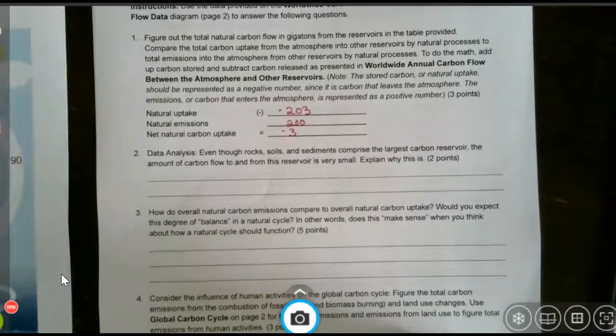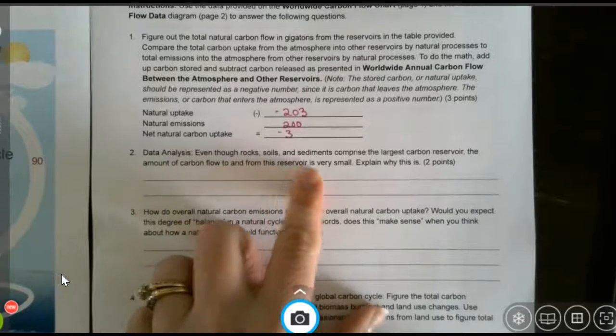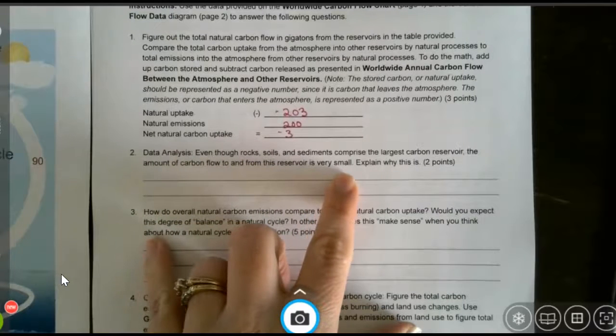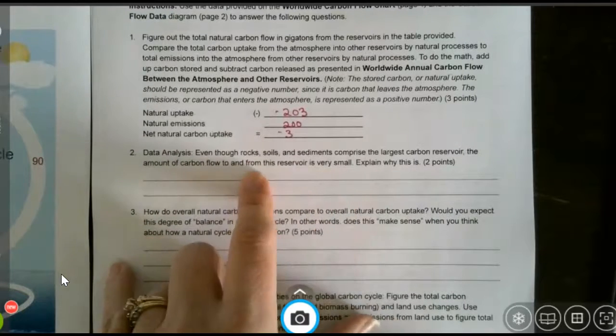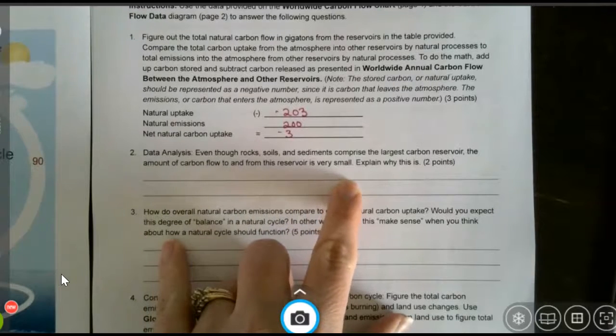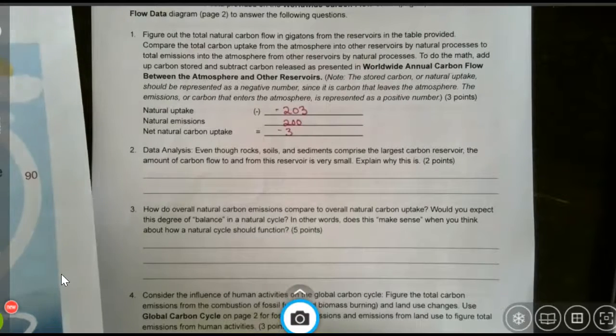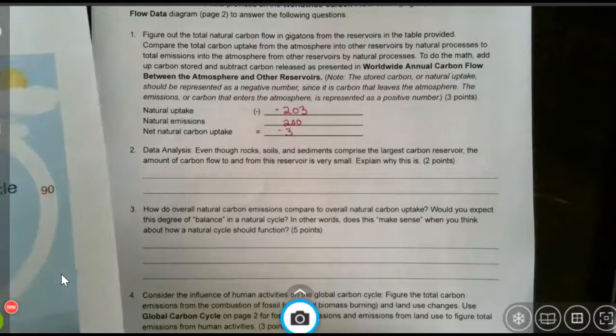Alright, so let's look at number 2. It says data analysis. Even though rocks, soils, and sediments comprise the largest carbon reservoir, the amount of carbon flow to and from this reservoir is very small. Explain why this is. Okay, so let's look at soil respiration.